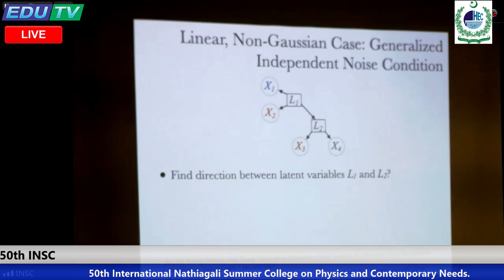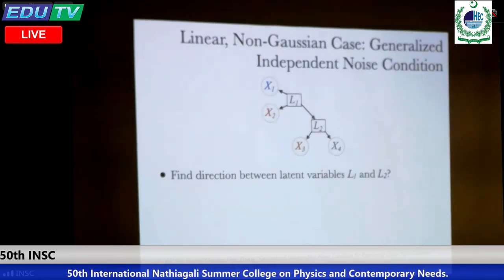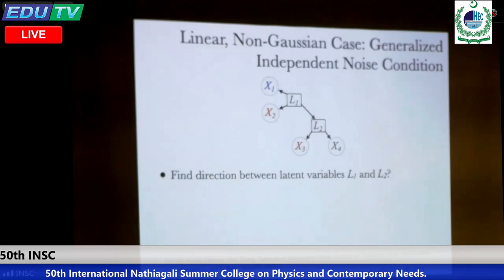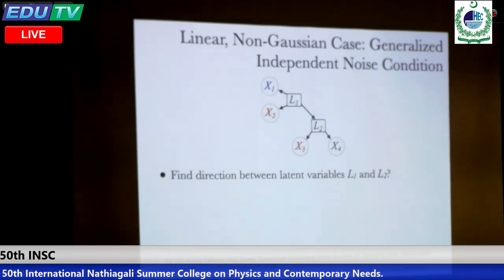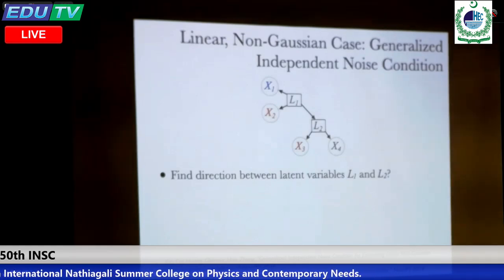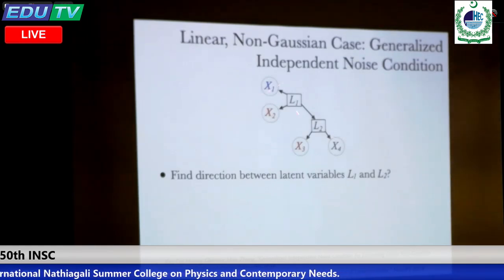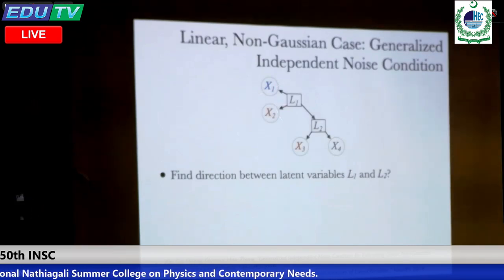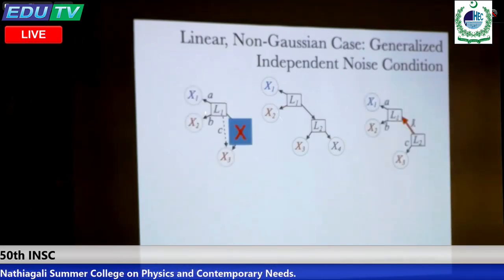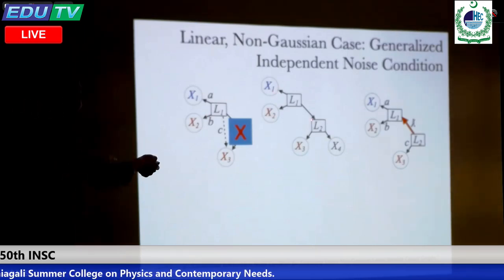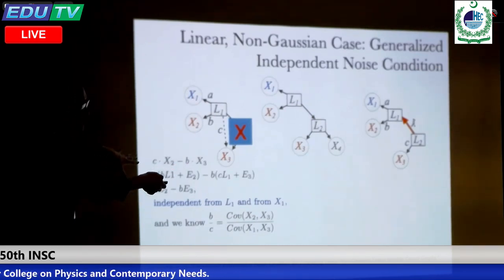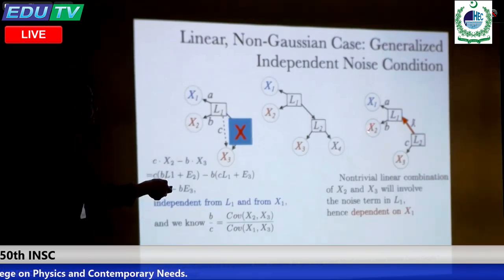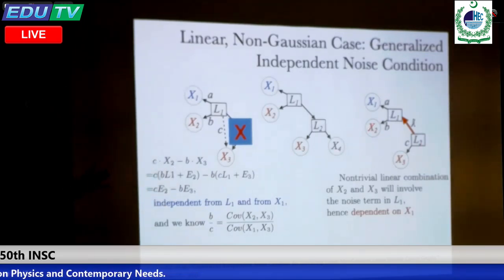In the linear non-Gaussian case, the message is as follows. Yes, just like previously, remember, in the linear non-Gaussian case, we can figure out which one is the cause and which one is the effect, right? Because in the wrong direction, you cannot find an independent residual, remember? Now the same thing happens. So even if they are hidden variables, we can do the same thing. I'll skip the details, but basically, if L1 causes X2, then we can find a linear combination of X2 and X3 which is independent from X1. But if the direction goes this way, we can never find a combination of X1 and X3 that is independent from X1. Hey, that's it.